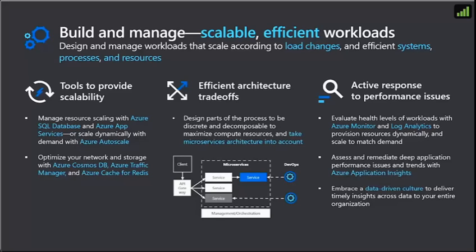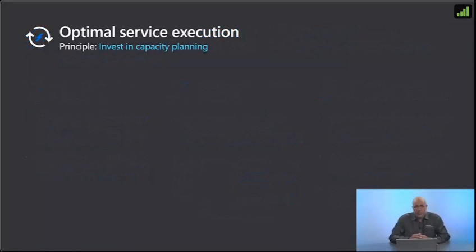Efficient trade-offs with applications. Build and develop your applications with tools that facilitate efficient trade-off choices between performance and the other well-architected framework pillars. Now let's look at these principles in more detail. The first principle here, invest in capacity planning.